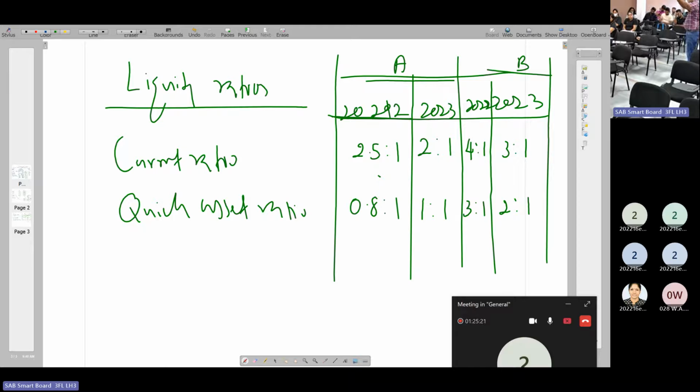How about company B, comparative? Comparatively higher amount, 4 to 1, 3 to 1, 3 to 1, 2 to 1. What do you think? That's not good. They are keeping their assets unnecessarily. Yeah, they can invest them in the long term, then they can earn a lot. They can earn.